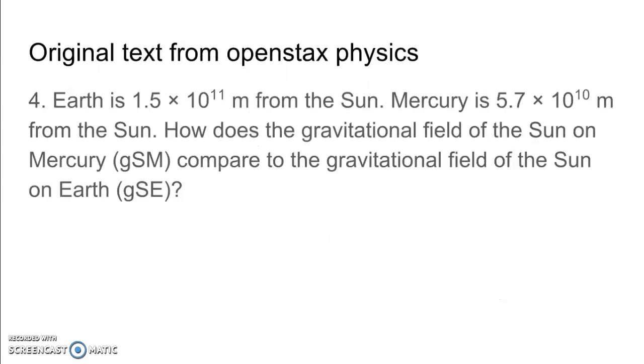Here's the text from the problem. Earth is 1.5 times 10 to the 11th meters from the Sun, and Mercury is 5.7 times 10 to the 10th meters from the Sun. How does the gravitational field of the Sun on Mercury compare to the gravitational field of the Sun on Earth?